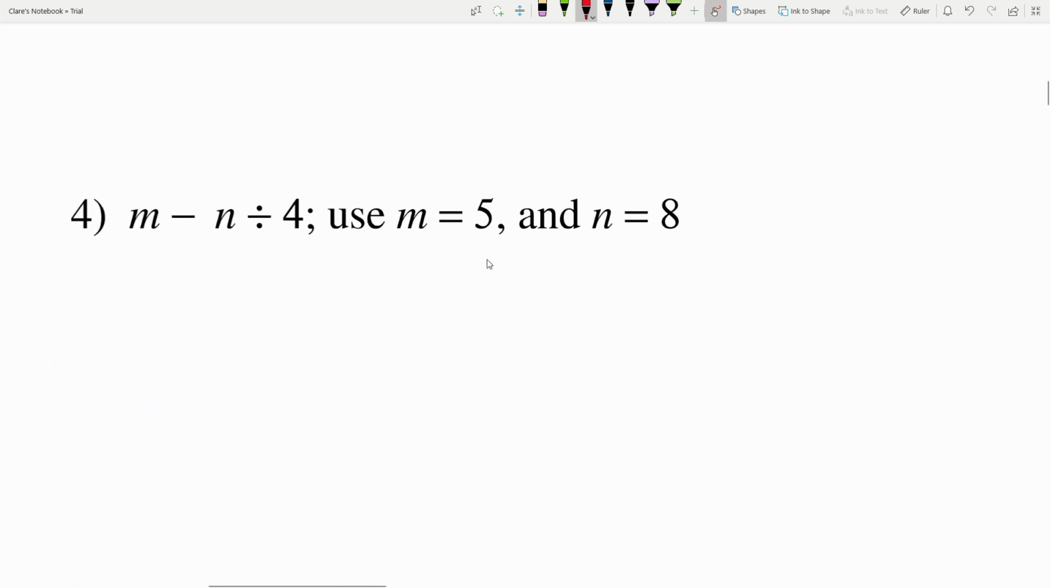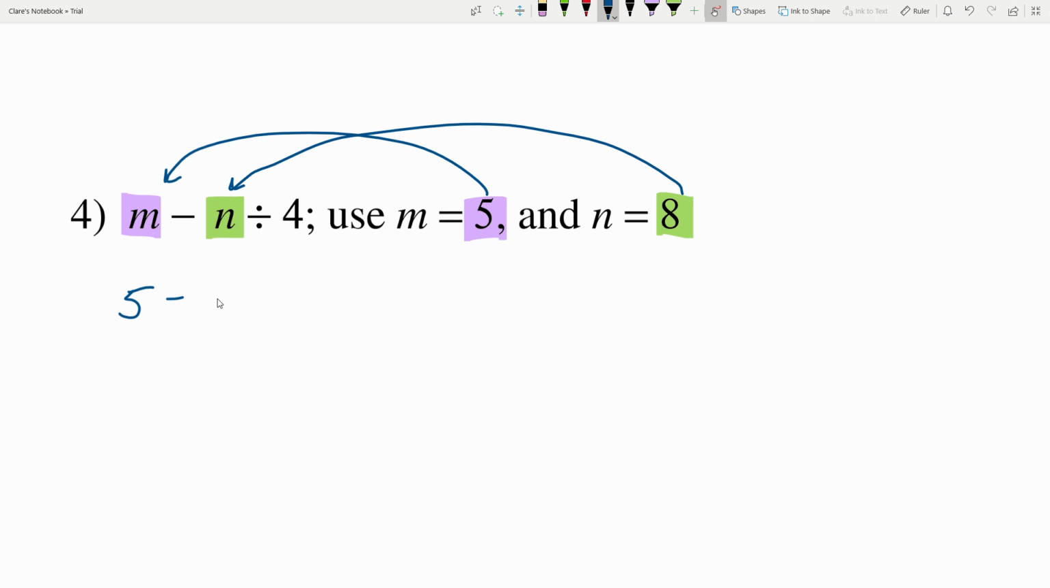In number 4, our variables are m and n. We have that m equals 5, and I only have one m in my expression, and we have that n equals 8, and I have one n in my expression. So my total expression is m minus n divided by 4. I know m is 5, so I'll plug that in. So I'll have 5 minus, I know n is 8, so I'll plug that in, 5 minus 8, and then I still have dividing by 4.